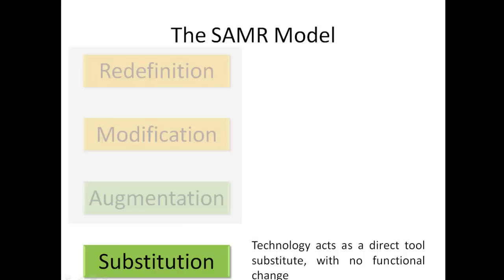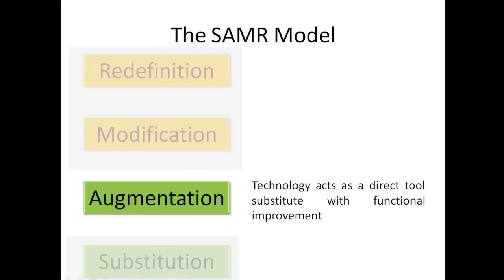Substitution. This is where technology acts as a direct tool substitute with no functional change. The clearest example of substitution that I can think of in so many different classrooms is the use of the smart board, or the limited use of the smart board technology. For example, I've seen teachers using the smart board just to use hangman and concentration and crossword puzzles, albeit to improve the vocabulary skills of their students. However, this drag and drop of letters gets old very quickly, and it essentially becomes a very expensive bulb and projector, when a normal whiteboard could have done the job.